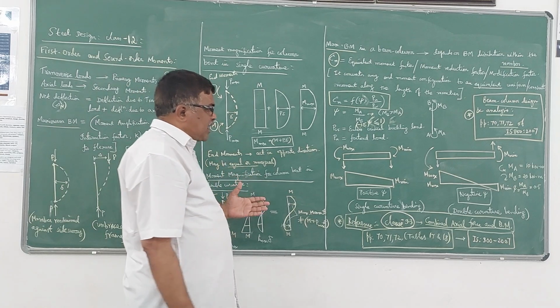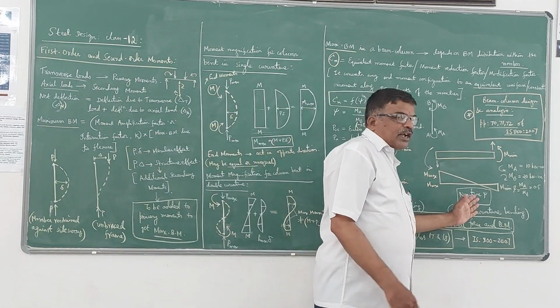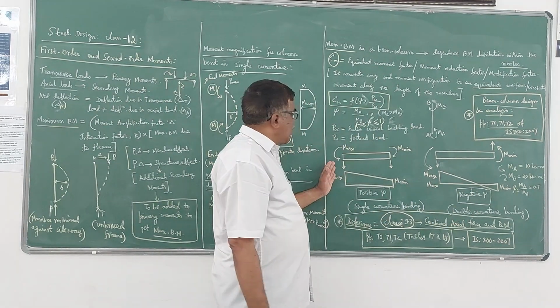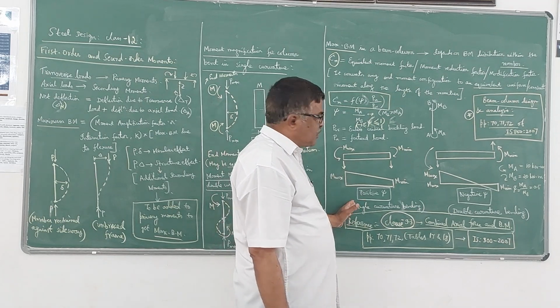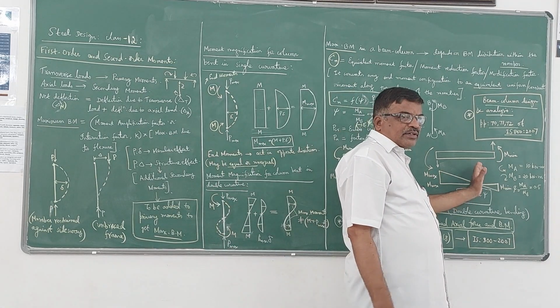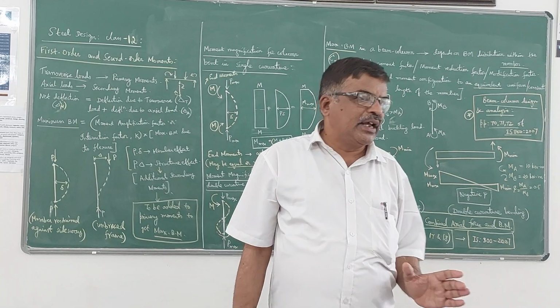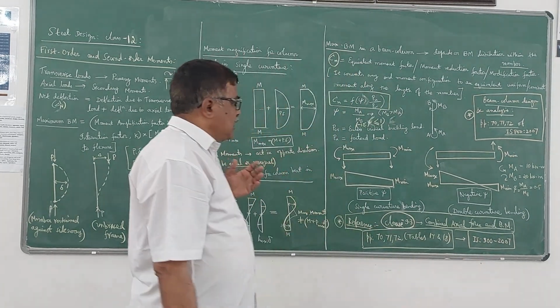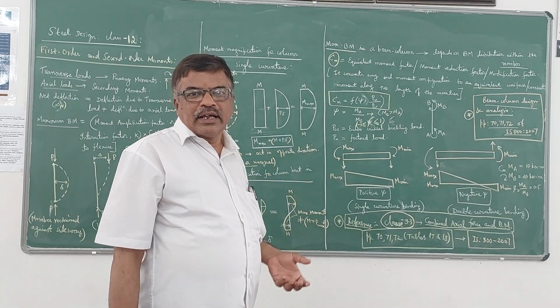And the values of psi may be positive or negative. If the end moments are acting in opposite directions, then the psi value is positive. If the end moments are acting in the same direction, then the psi value is negative. So in the next class, we will see how we can design a beam column.